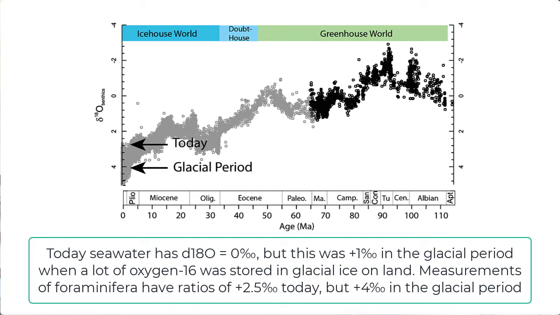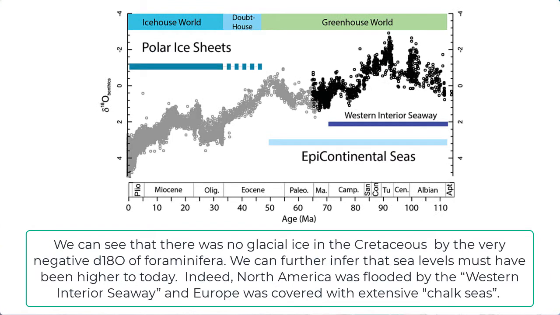There are corresponding changes in the δ18O measured on foraminifera growing in that seawater, such that the δ18O of benthic foraminifera changes from, say, +2.5 per mil today to about +4 per mil in the peak of the last glacial period. Part of that isotopic change is due to differences in temperature, but a big part is related to the amount of ice created on the poles. Now, back in the Cretaceous, when there were no glaciers, the oxygen isotope ratio is very negative, because all that oxygen 16 that is locked up in modern ice was back in the ocean.